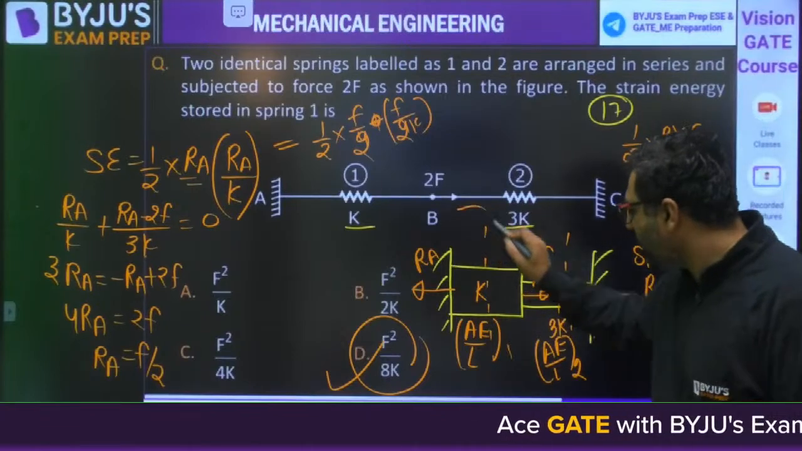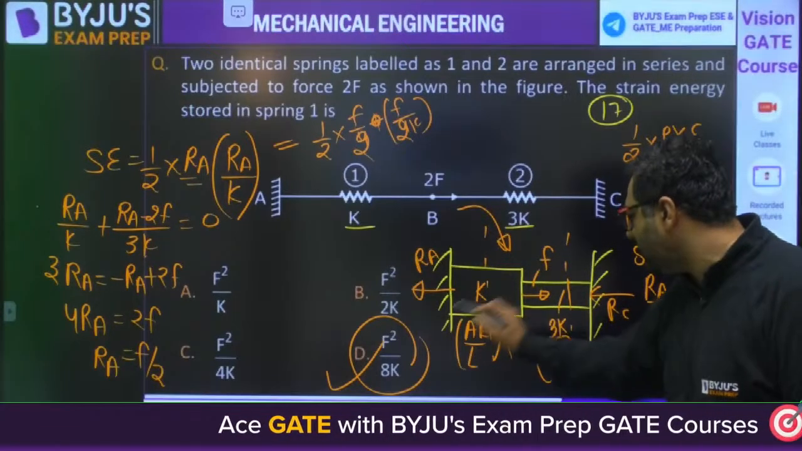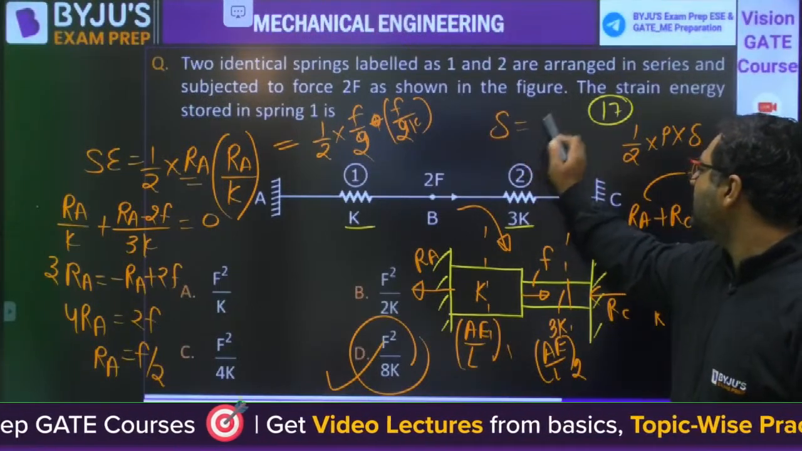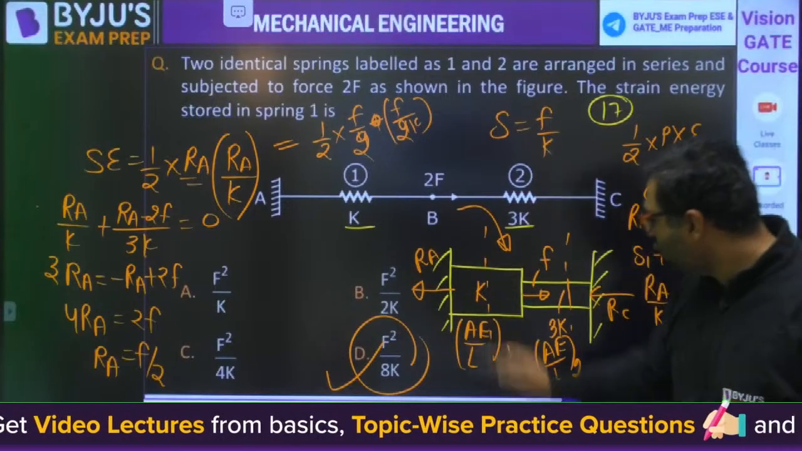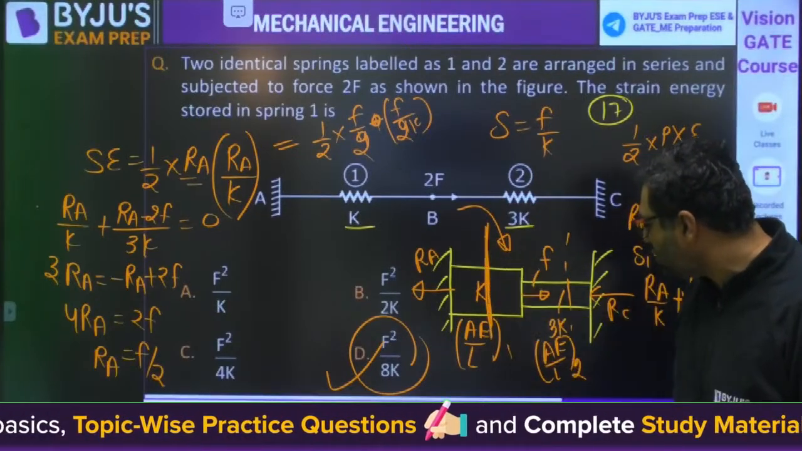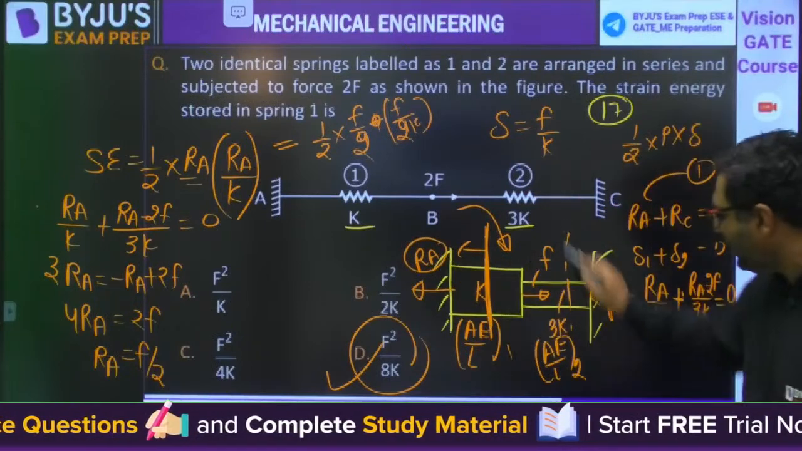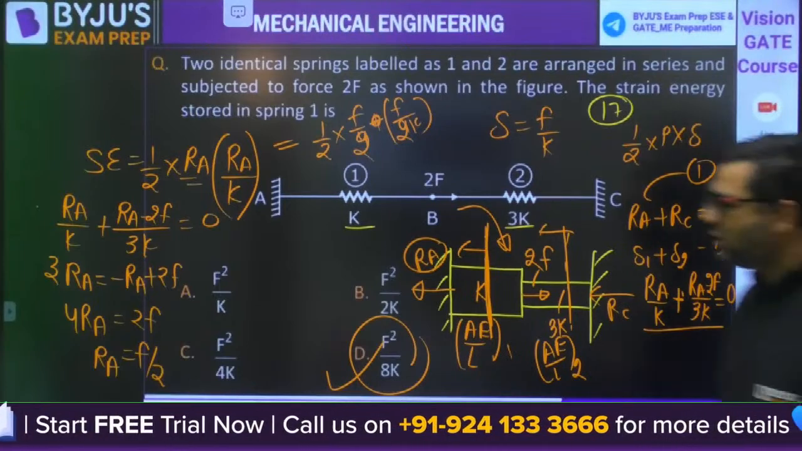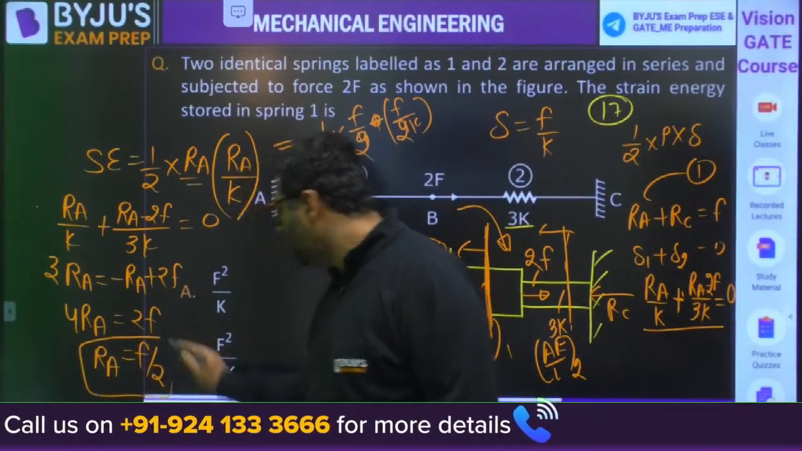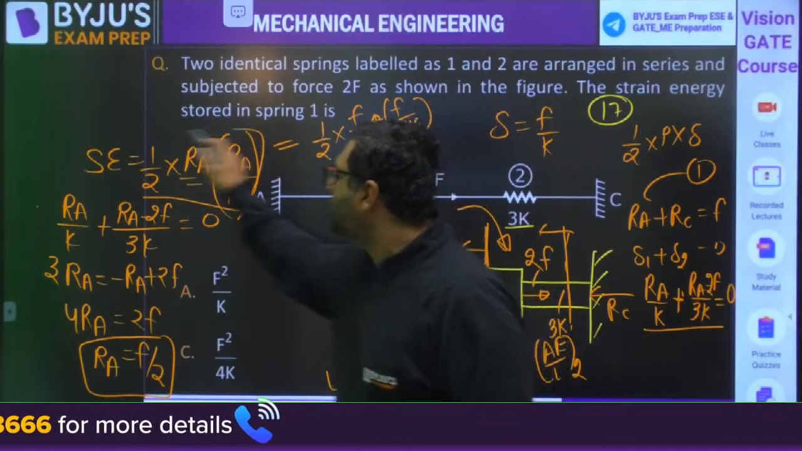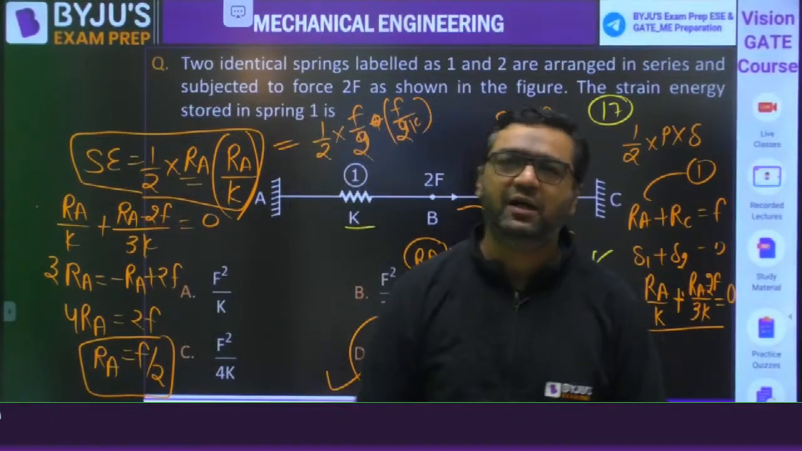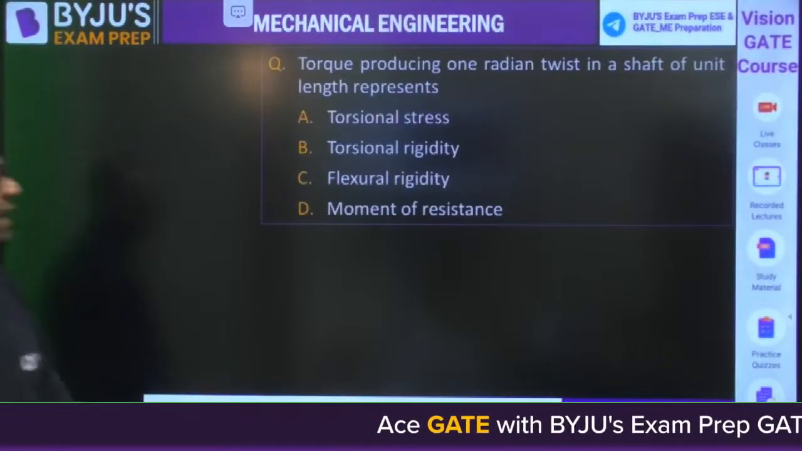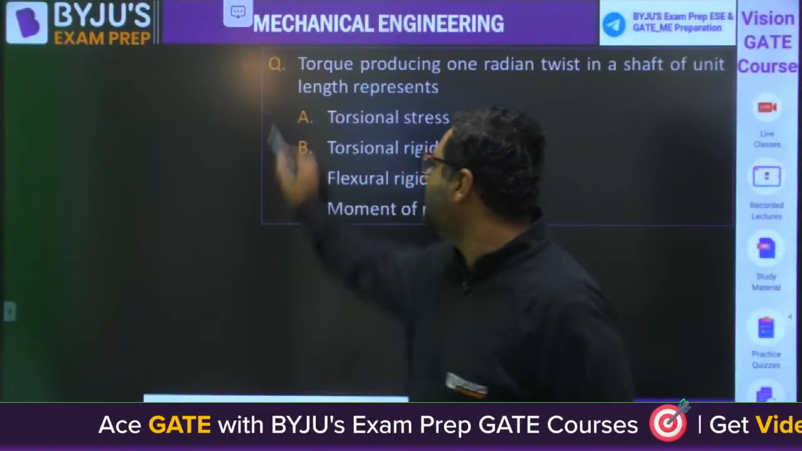But otherwise, the correct way to do this is you will be assuming 2 bars in the series, and you know that delta is given as force by stiffness. So force in this member can be found out by method of section. To the left hand side it is Ra, to the right hand side it is Ra minus 2f. So when you put this value into this equation, you will get Ra as f by 2. Then putting this into the strain energy equation, you will get f square by 8k, which is the correct answer. I feel everybody understood this. If you have any doubt, you can still ask. This is question number 18, very easy to solve.